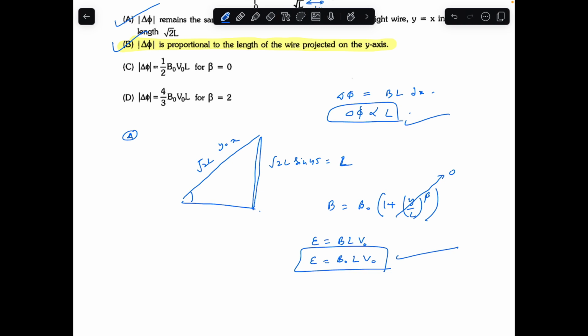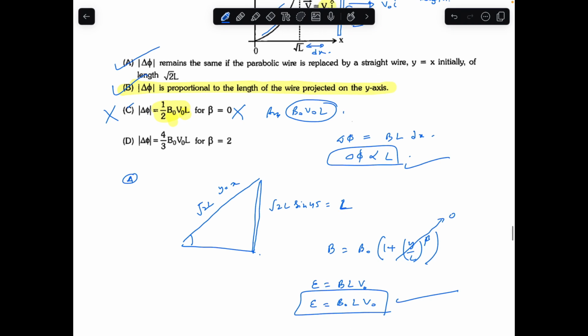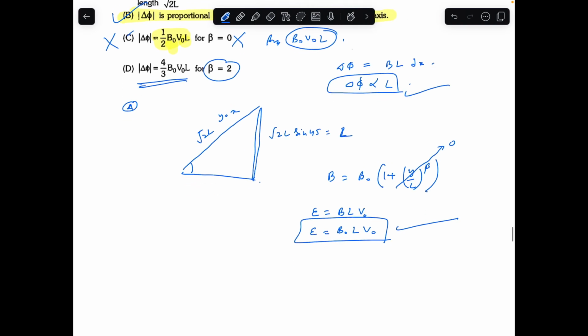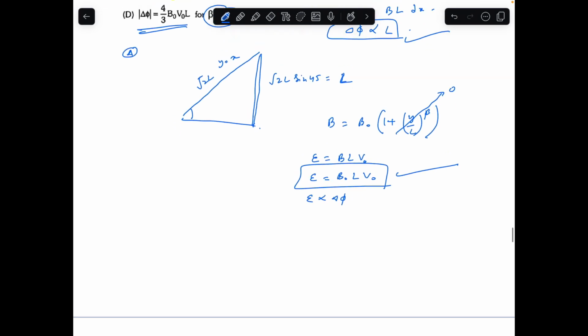Beta 0, so B is constant. What they are saying, half B naught V naught L, is wrong. So answer will be B naught V naught L. D. If beta equal to 2, then delta phi. See, why I am finding E, because E will be directly proportional to delta phi, delta phi by delta t, or E dt you can write.